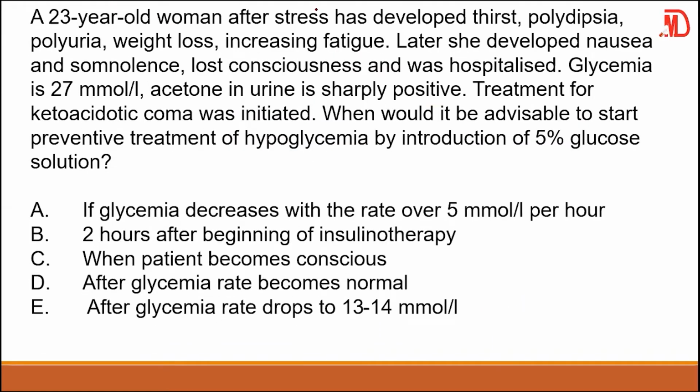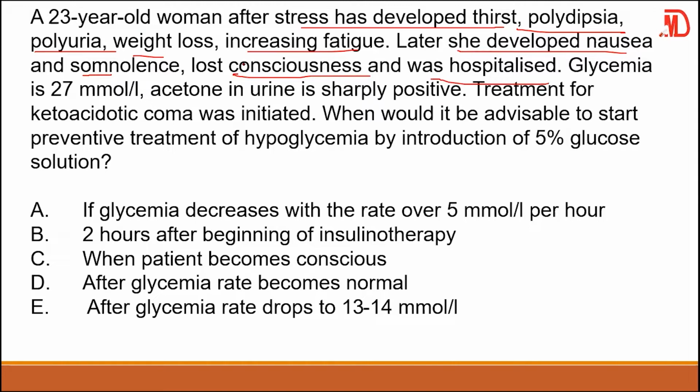A 23-year-old woman, after stress, has developed thirst, polydipsia, polyuria. Guys, what is this classic for? Very quick. What is it classic for? Diabetes mellitus. Thank you. So let's continue. We have weight loss, increasing fatigue. Later, she developed nausea and somnolence, loss of consciousness, and was hospitalized.